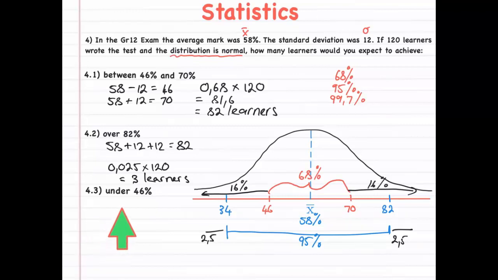And now we want to know how many of the learners got under 46% for their test. That means 16% of the learners got under 46. But we don't want to know in percentage, we want to know the exact amount of learners' marks that's below 46. So we take 16%, which is 0.16. We times it with 120, and then we basically get an answer of 19.2. So that means 19 learners got below 46%. And that is all there is to it.